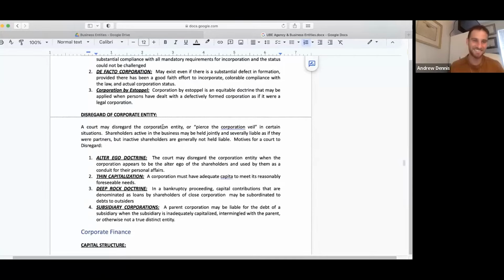All right, disregard of corporate entity. A court may disregard the corporate entity or pierce the corporate veil, right? This concept of piercing the corporate veil, there's a meme I always show people: one does not simply pierce the corporate veil. There are two ways of thinking about it. One is, instead of going after the corporation, we want to go directly after the shareholders, right? So we pierce the corporate veil and go after the shareholders directly.